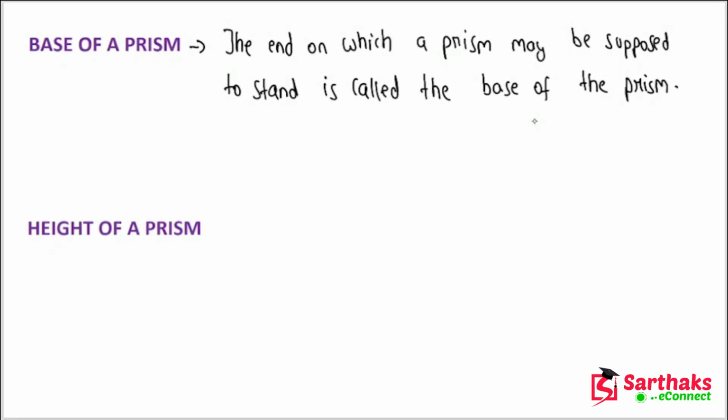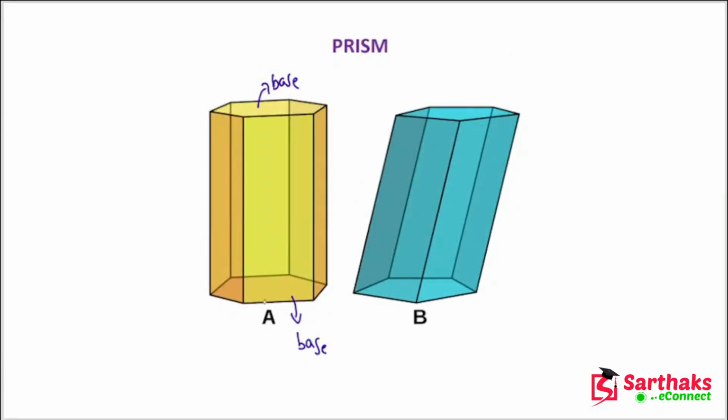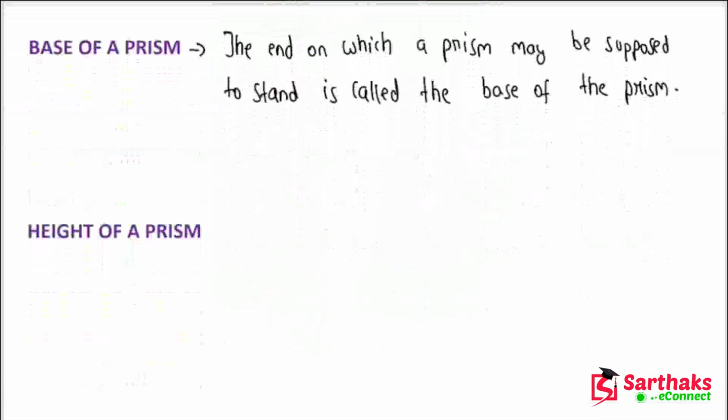You can clearly see the end of a prism, or you can say the end on which a prism may be supposed to stand, is called the base. Now if I show you in this figure, it is standing on this face, but if you turn it upside down, then this top face will become a base. So that is why they both can be called bases.